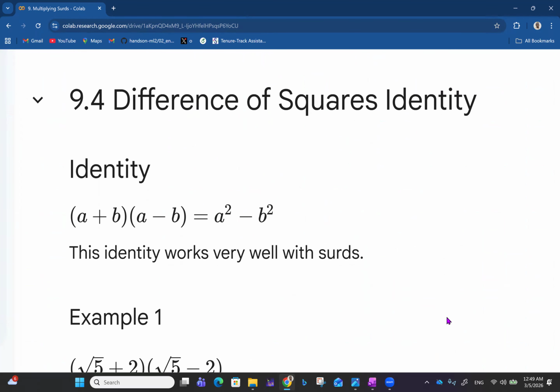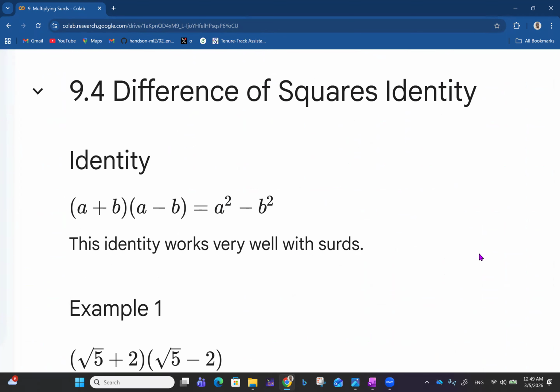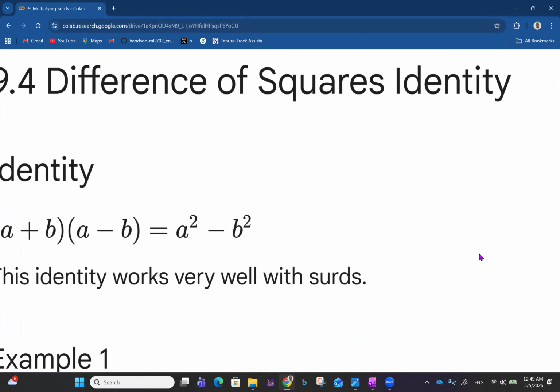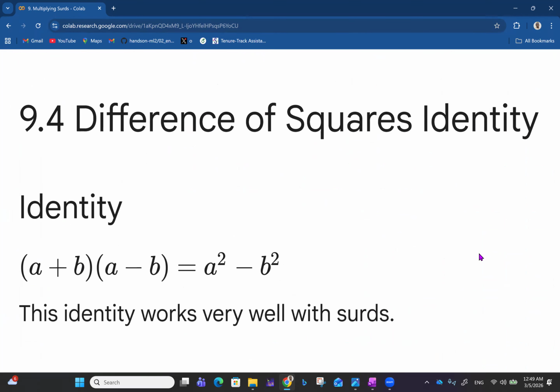So finally, let's talk about the difference of squares identity. In many applications, we've talked about the difference of two squares. It's a very fast way of handling some kinds of expressions. So if you have a plus b into a minus b, that means this number here and this number here are exactly the same, except that one is plus and one is minus. And of course, if you simplify, you always get a squared minus b squared. So this identity works well with surds too, just like it does in algebra.